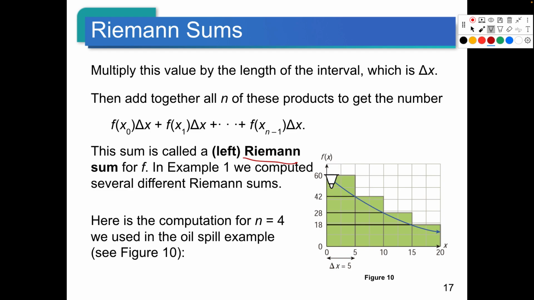And that's what we did. So yeah, this one goes up to 60. This one they identified went up to 42. This one here was 28. This one was 18. And again, we would take 5 times each of these, add them together, we get an estimate for the amount spilled.